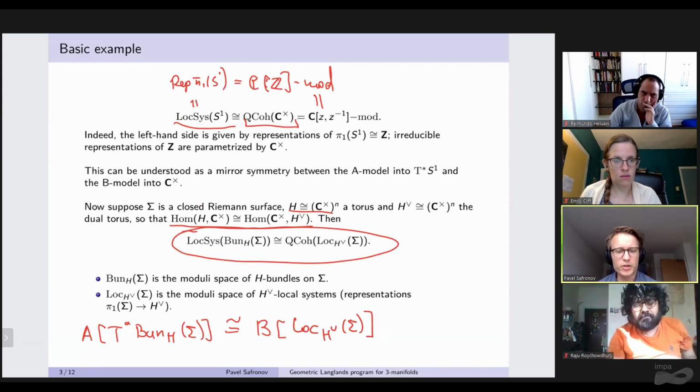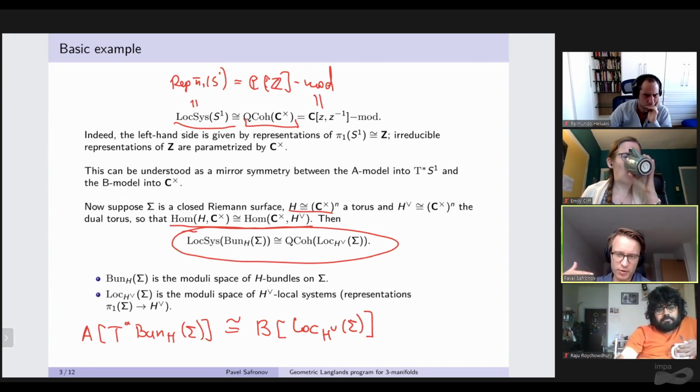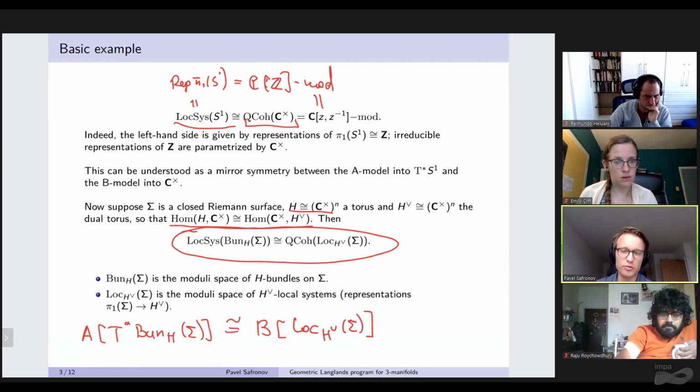So maybe let me quickly mention the appearance of the dual torus here. If you just look at functoriality, here H is a completely arbitrary torus, so you can think about functoriality of spectral lattices. The left-hand side is functorial in H. This is like local systems or homology, so it's covariant in H, while the right-hand side is contravariant in H-check, because quasi-coherent sheaves naturally pull back. So if you have something contravariant in H-check, it's going to be covariant in H. That's why there's this duality appearing on one of the sides.